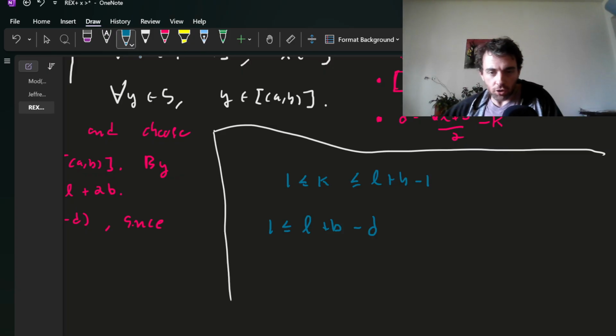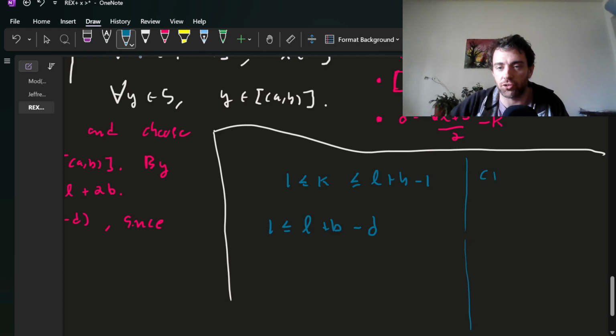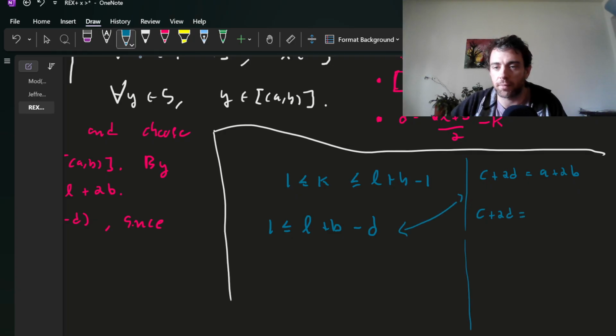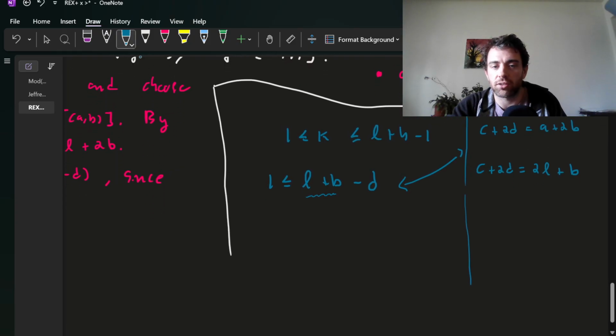But remember, I'm going to do 2 things at once. I'm going to look at, well, where did this come from, right? It came from C plus 2D being equal to A plus 2B. So how could we sort of combine these things? Well, C plus 2D, let's try and make these 2 things look more similar to each other. C plus 2D, that was 2L plus B, right? Okay, that's looking pretty close to this.